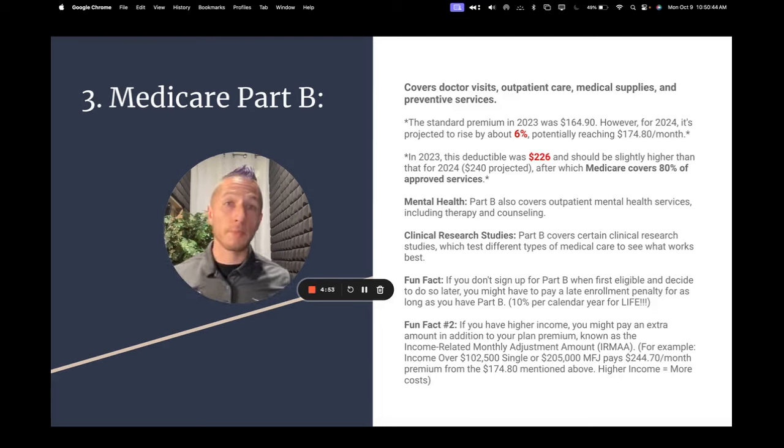The deductible for Part B was $226 in the year of 2023, and we expect that to go up to around $240 in 2024. Other things that Medicare Part B covers, it does cover mental health. It'll cover some outpatient mental health services, including therapy and counseling.